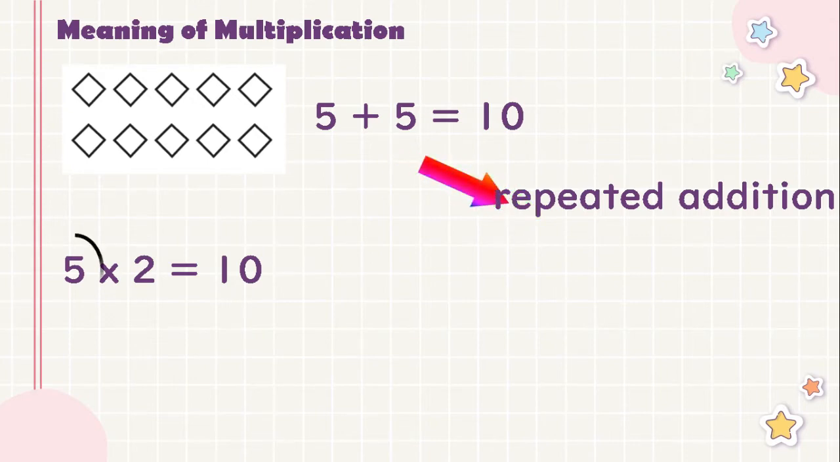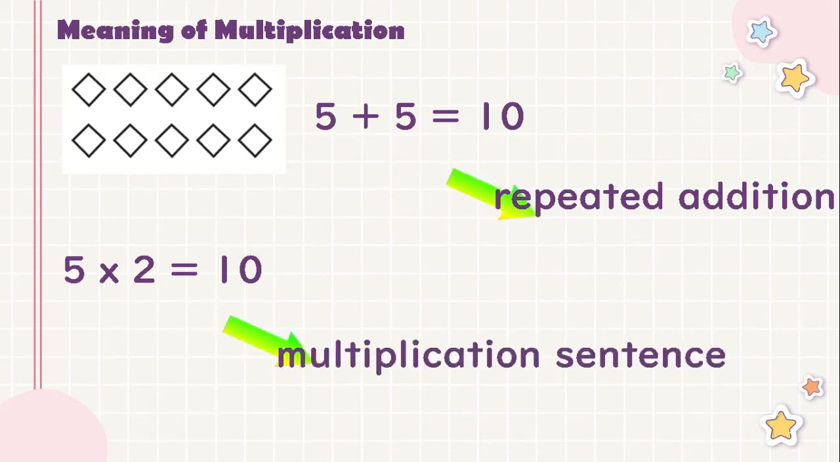Si 5 dito, siya yung number ng diamonds in each group. Si 2 naman, siya yung number of groups. And si 10, that's the totality of the diamonds. Okay? So again, this is our multiplication sentence.